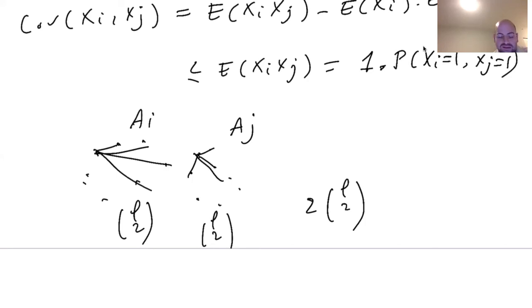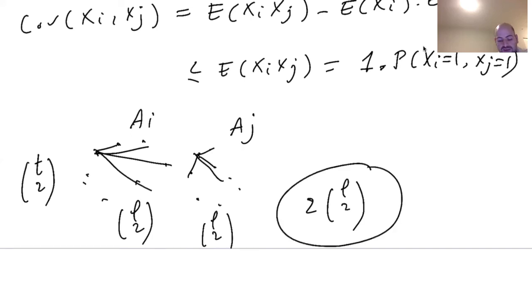So T vertices, I have T choose two edges because again, it's a complete graph, so I have one edge between any two vertices. So if there are T vertices in common, there are T choose two edges in common. So in total, I have this many edges, but T choose two of them are common edges, so I have to deduct that. So minus T choose two. So this is the number of edges that has to appear in order for AI and AJ both to occur.